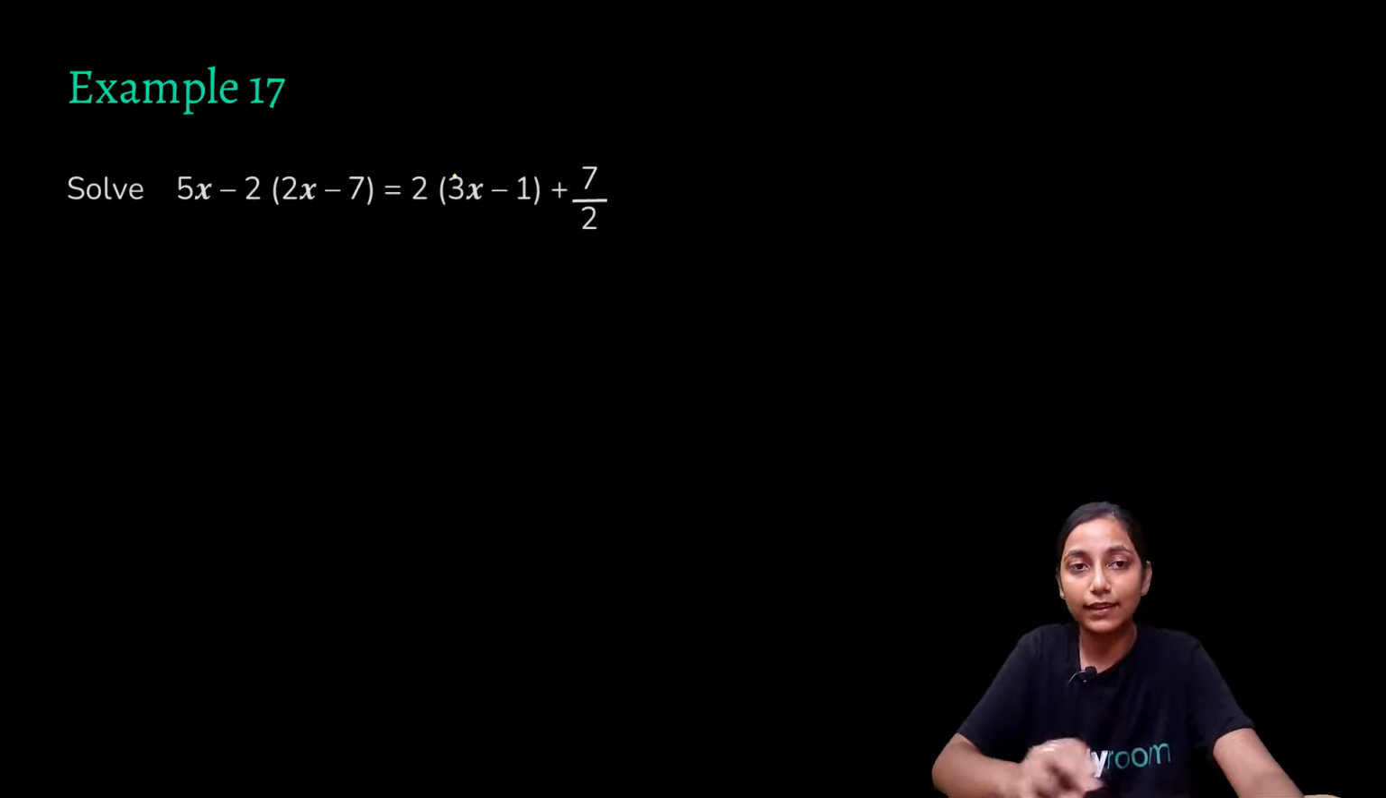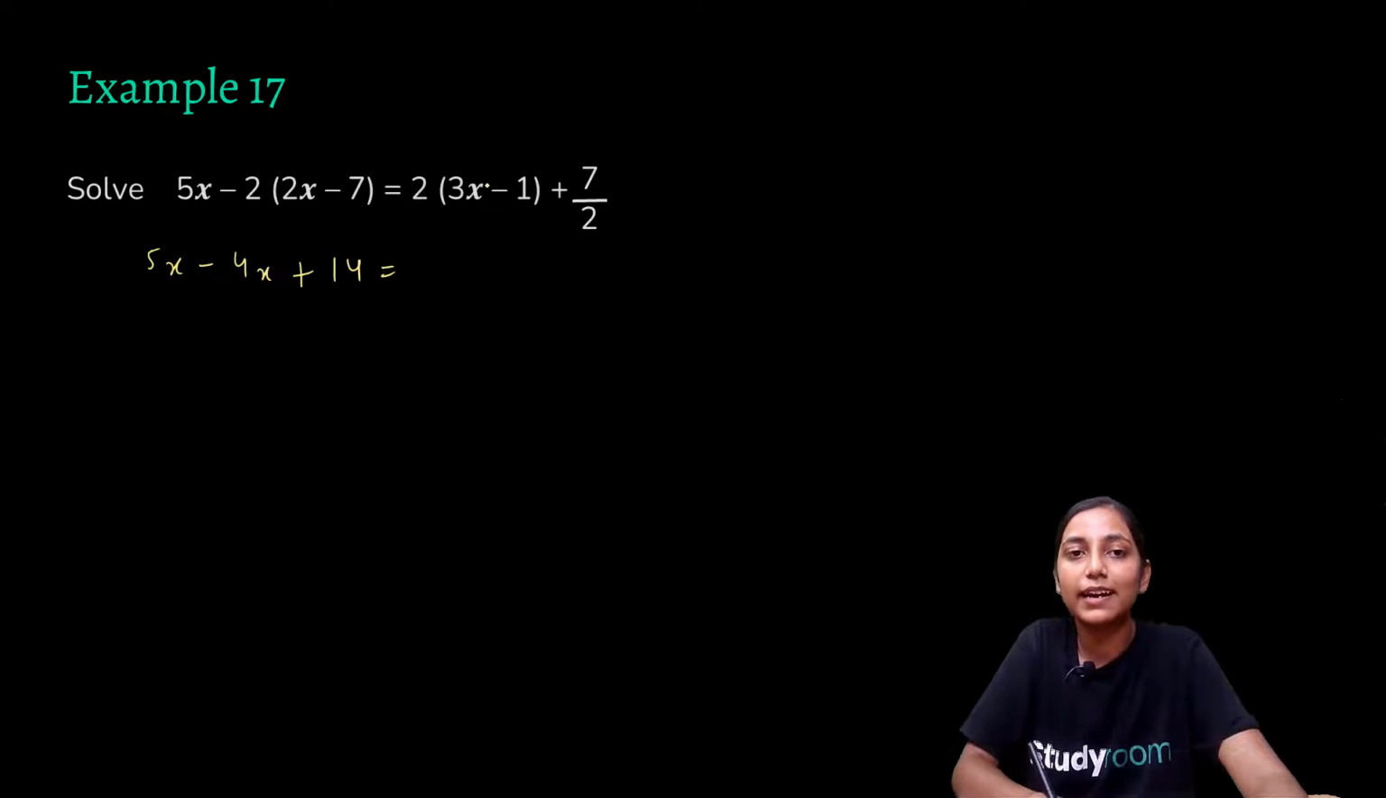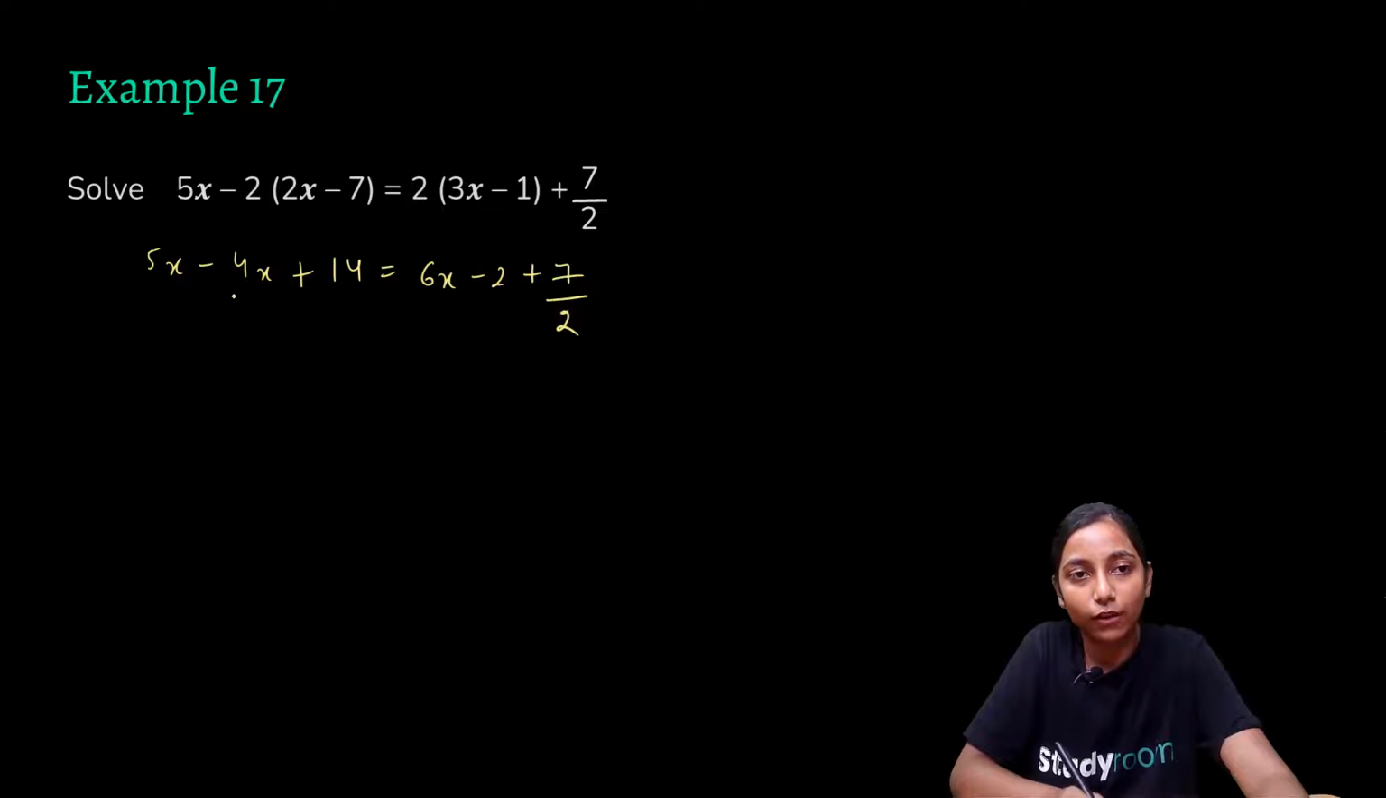We can simplify this by first of all solving the brackets. So this left hand side is going to be 5x minus 2 into 2x is 4x, minus into minus will be plus, 2 sevens are 14. Solve this bracket as well, it will be 6x minus 2 plus 7 by 2. You can still solve this. 5x minus 4x is x plus 14, and this whole is going to be 6x minus 2 plus 7 by 2.